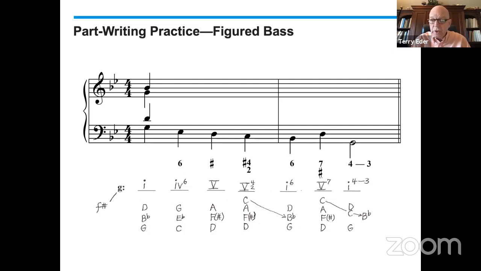A 4/3 suspension. 4 addresses the fourth above that bass note, G, G, A, B flat, C, okay? And so that's the non-chord tone, which has suspended from where it was a chord tone in the 5/7. And so I drew a line connecting that. So the chordal seventh can't resolve because the suspension takes over. And so the suspension then resolves to the third above that bass note, G, A, B flat. And that, of course, is the third of the one chord, G, B flat, and D.